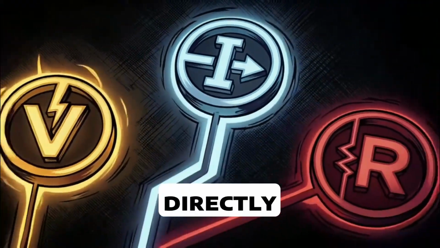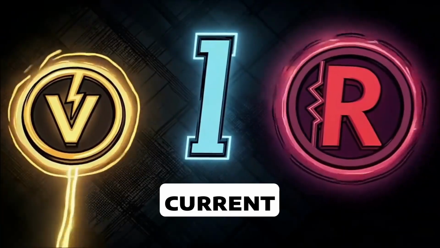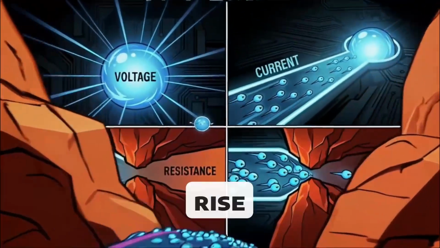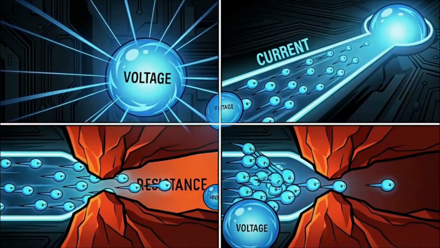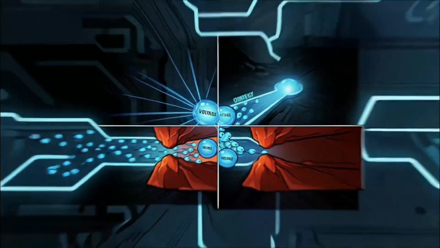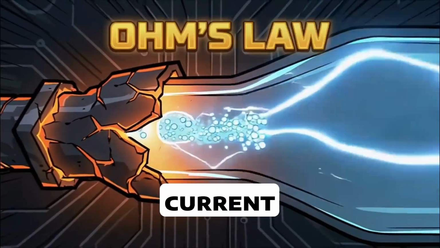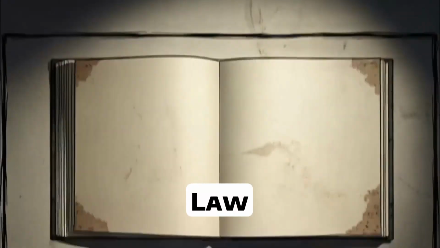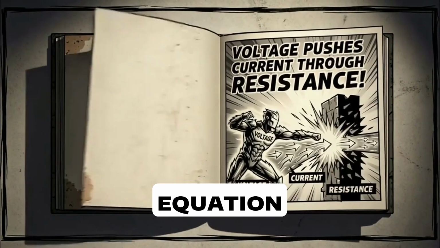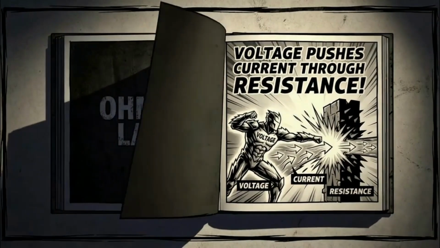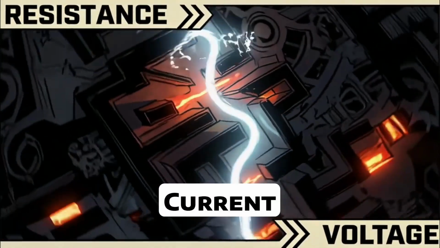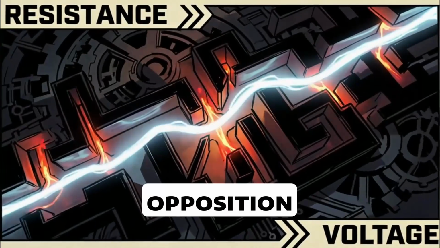The chapter directly links voltage, current, and resistance. Increase voltage and current tends to rise. Increase resistance and current tends to fall. Decrease resistance and current tends to rise. That relationship becomes Ohm's law. Even if the exact equation is covered later in the chapter, the principle is already established in these pages. Current responds to pressure and opposition.